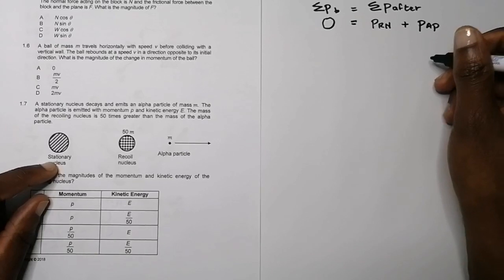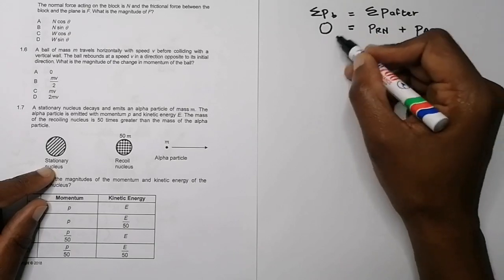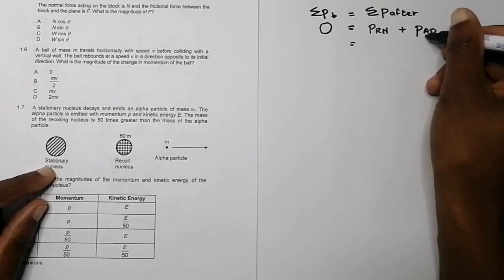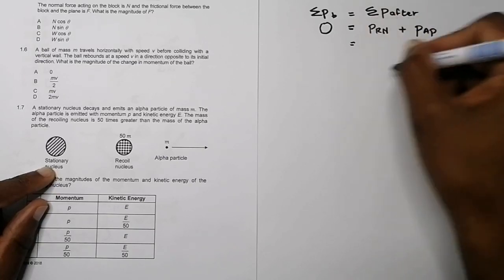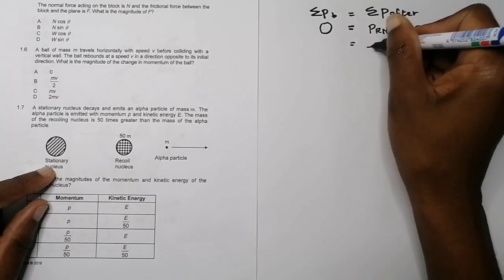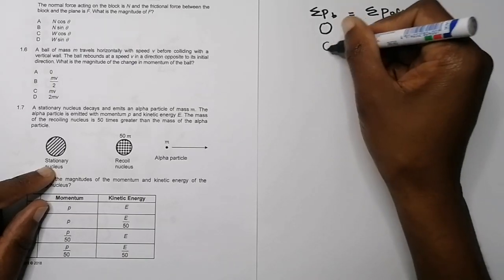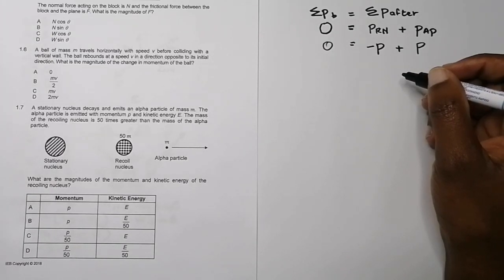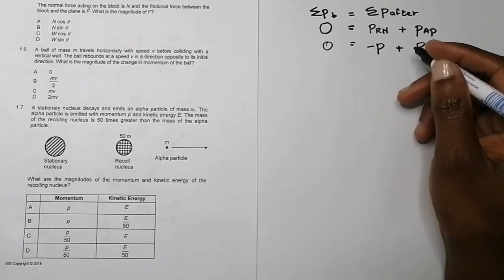I'm just going to call it AP if you don't mind. Now I know that the total momentum should be 0. They told me that the momentum of the alpha particle was P. So in order for me to have 0 on this side, what should be the momentum of the recoiling nucleus? Of course, it should be minus P, so that minus P plus P gives me my momentum afterwards. So the magnitude of the momentum of the recoiling nucleus must also be P. I hope that makes sense.